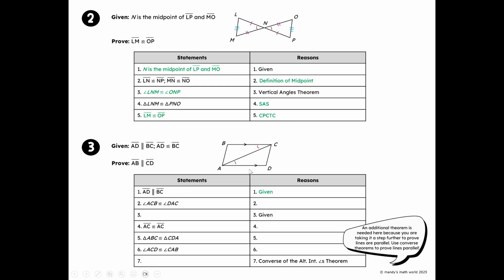So angle ACB and angle DAC are congruent. How? They're alternate interior angles. Okay, so alternate interior angles are congruent, or the alternate interior angles theorem, you could say. In number 3, this reason is what we're given. Okay, what's the other statement that we were given? We were given that segment AD is congruent to segment BC.